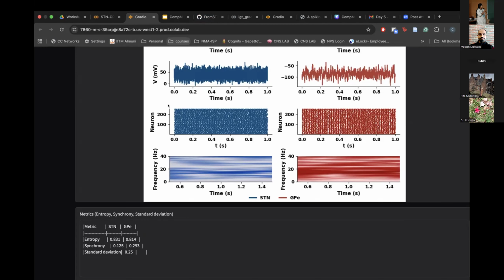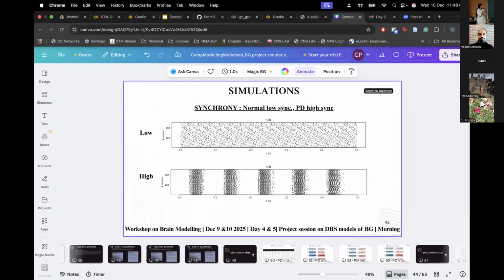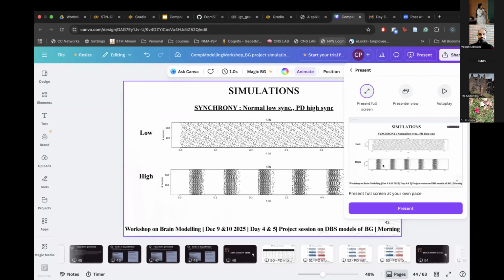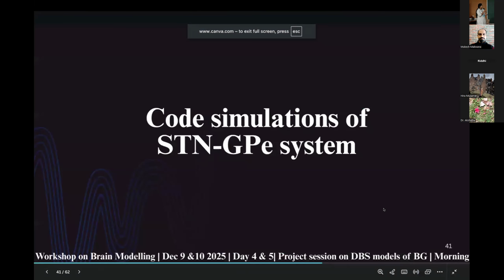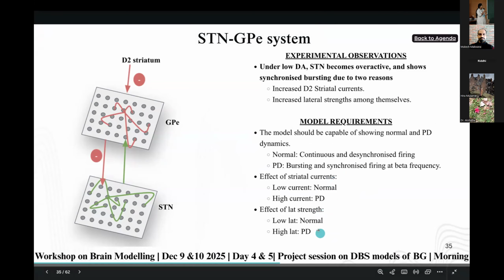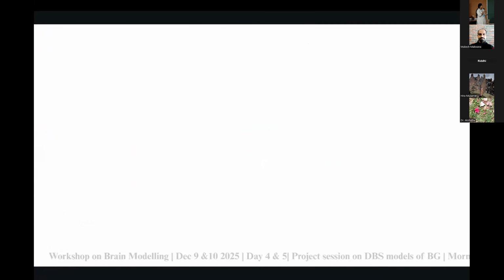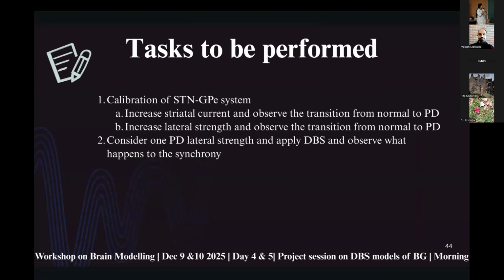So with this background, can we go through some simulation sessions? By simulation, what I mean is, remember before I said that we need to calibrate the model? When I said calibrating the model, I mentioned that as I increase the striatal currents, I have to see a transition from normal to PD. Similarly, as I keep increasing the lateral strength, I should see a transition from normal to PD. And then we can do the DBS experiments. So these are the coding simulations which we are going to do.